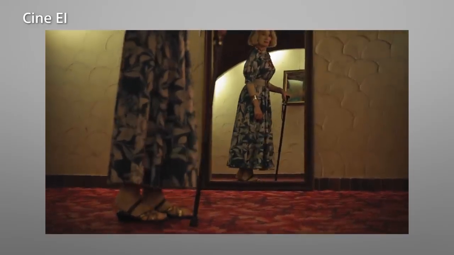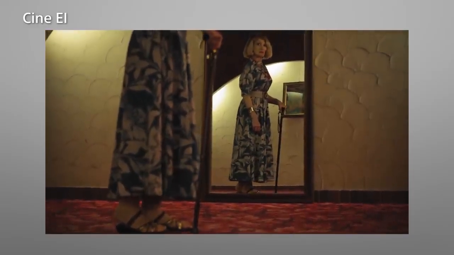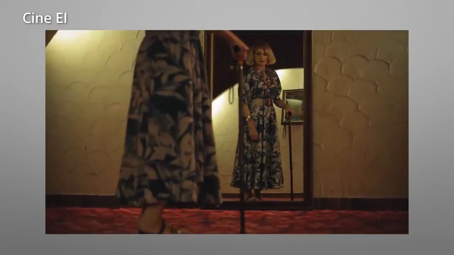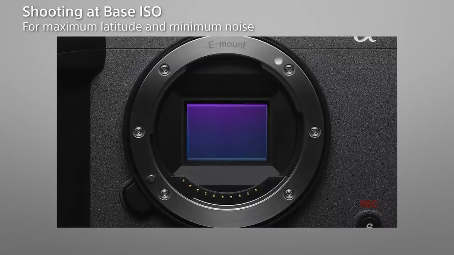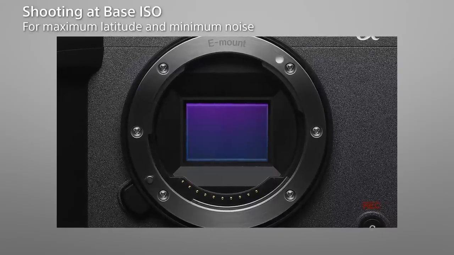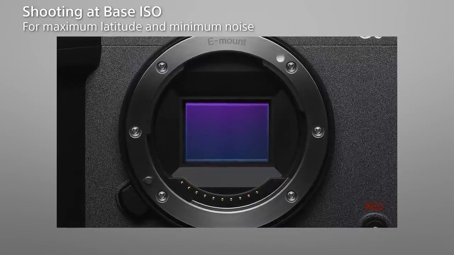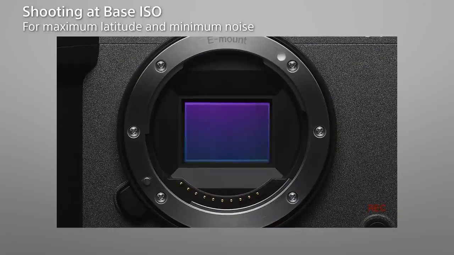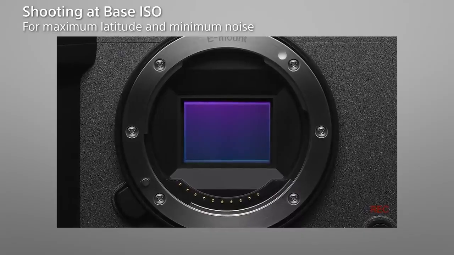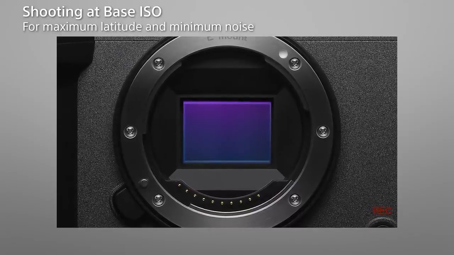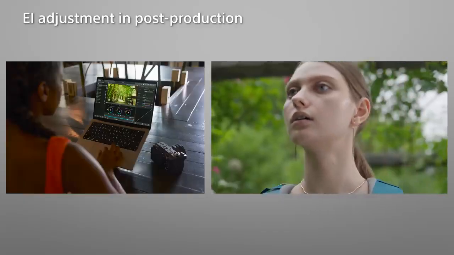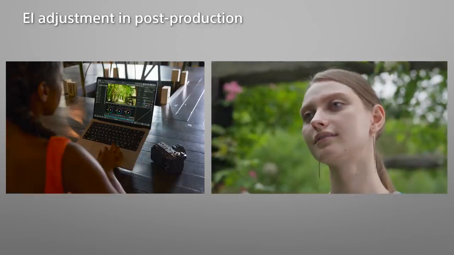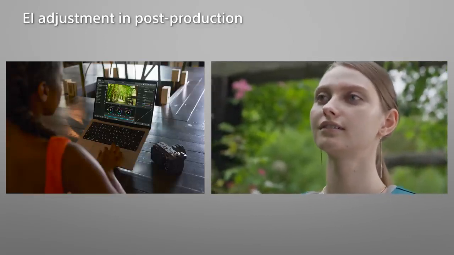There are two main reasons for the extremely high quality attainable in a Cine EI workflow. The first is that the camera can be set at its base ISO, which delivers the highest image quality the camera's image sensor can provide with the maximum latitude and minimum noise. The second is the exposure index that allows brightness to be adjusted in post-production.